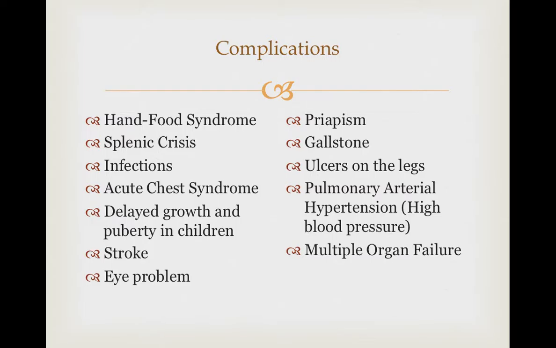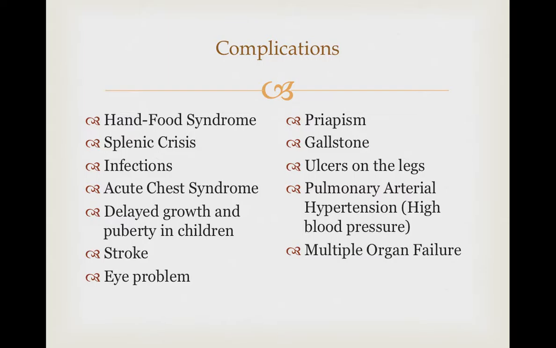Acute chest syndrome is a life-threatening condition linked to sickle cell anemia. It's similar to pneumonia and is caused by an infection or by sickle cells trapped in the lungs. People with this condition usually have chest pain, fever, and an abnormal chest X-ray. Over time, lung damage may lead to pulmonary arterial hypertension.